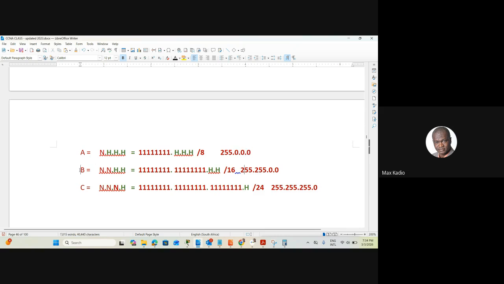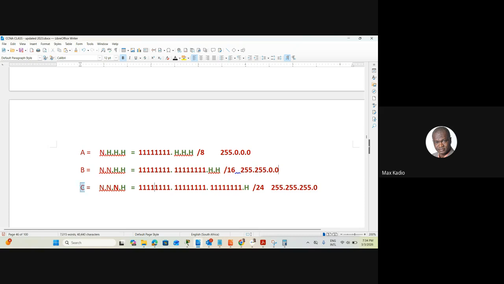For class B, the very first two blocks will never change for the network. That's why we have 8 plus 8, 16, slash 16, because 16 means 16 ones. If you convert each block in decimal, it will be 255, 255, and anything else will be 0, 0.